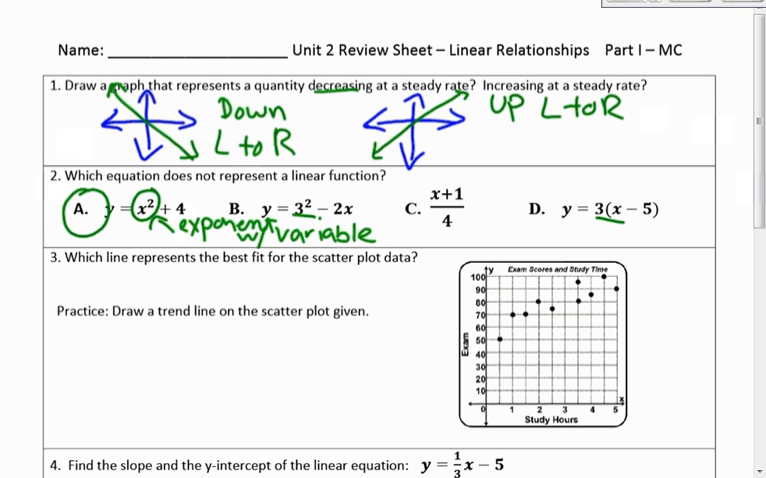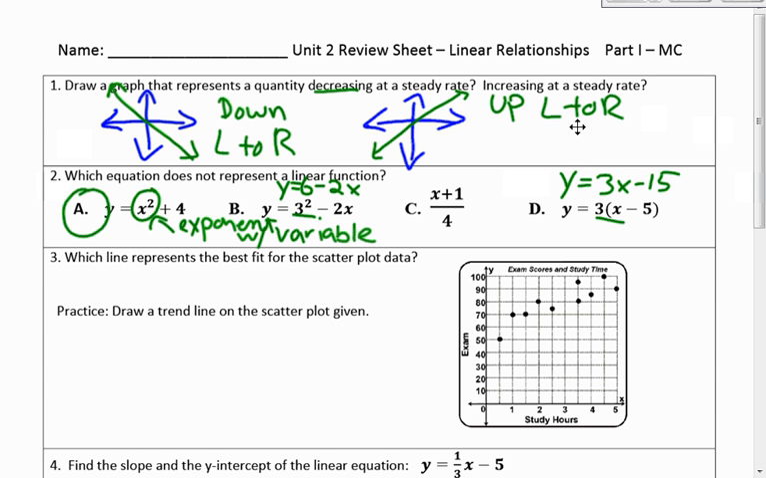For B, the 3 squared ends up being 6. So really this reads as y equals 6x minus 2. So this one is linear. The third one is nothing. And the last one, if you use distributive property, it would be 3x minus 15. Y equals 3x minus 15. And that one is also linear.